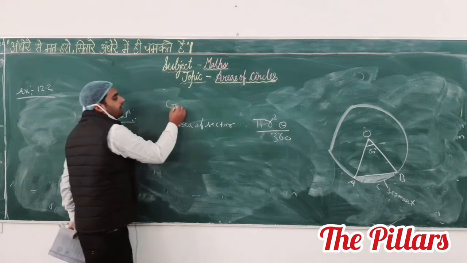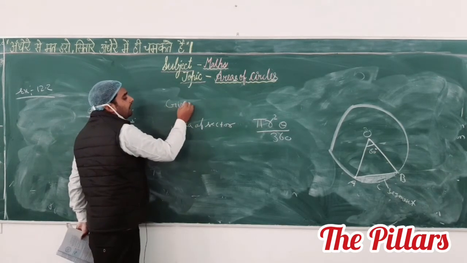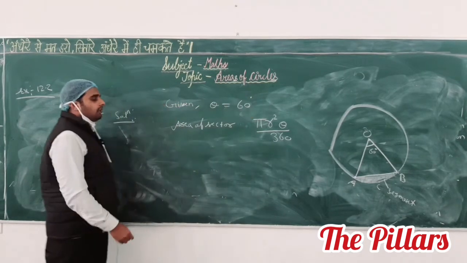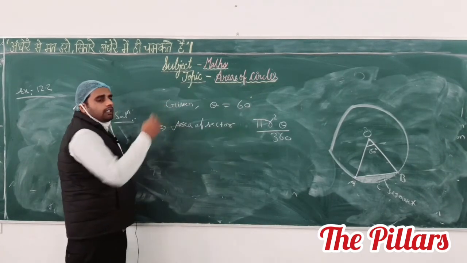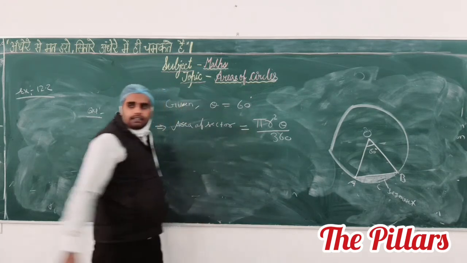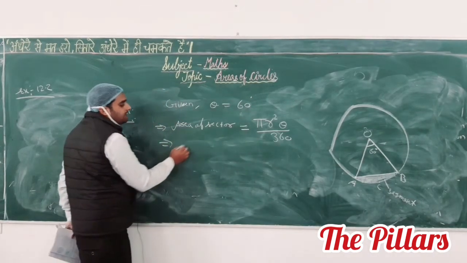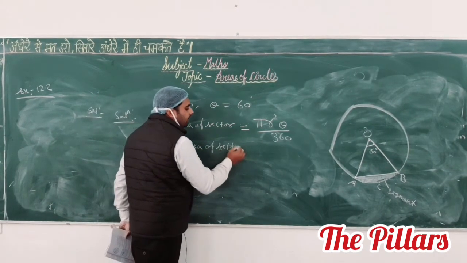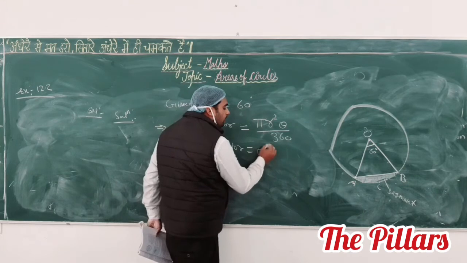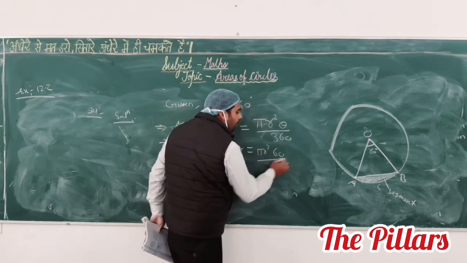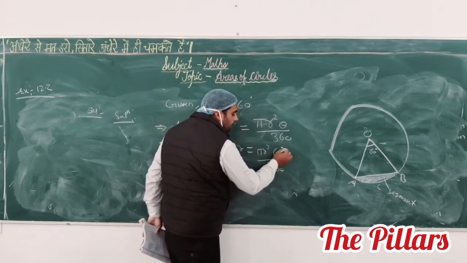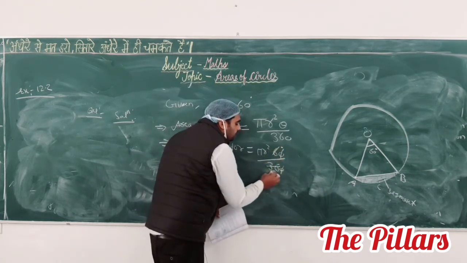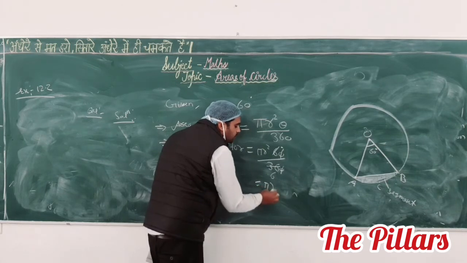You have to mention given: theta equals 60 degrees. This implies that area of sector equals pi r square theta upon 360. This implies area of sector equals pi r square 60 upon 360. This 0 and 0 cancel out. 6 sixes are 36. So it is pi r square by 6.